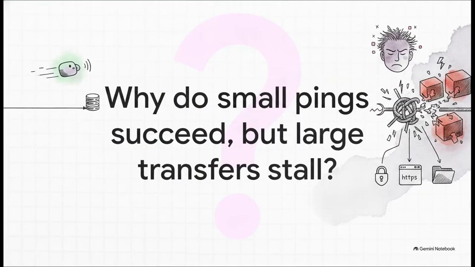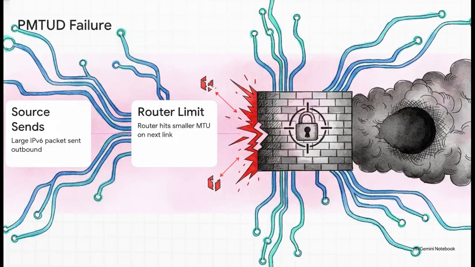Have you ever just wanted to pull your hair out because a tiny basic ping works perfectly, but the second you try an SSH session or an HTTPS request or try to pull a large file, the whole connection just stalls out right after the TCP handshake? It feels so random, but actually it is highly predictable. Let's trace exactly how this silent failure happens.